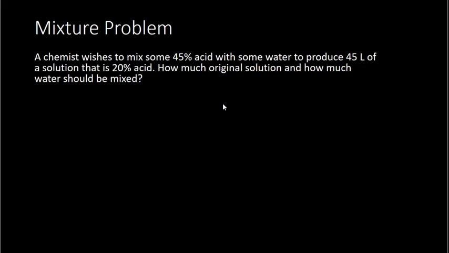The second type of mixture problem that you could see is dealing with chemicals or solutions. So here we see that a chemist wishes to mix some 45% acid with some water to produce 45 liters of a solution that is 20% acid. How much original solution and how much water should be mixed?